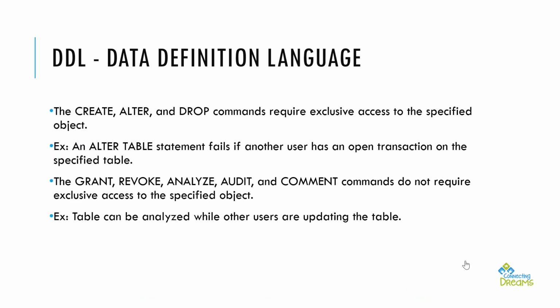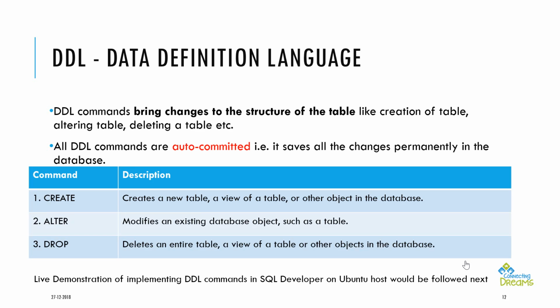The create, alter, and drop commands require exclusive access to the specified object. For example, an alter table statement fails if another user has an open transaction on the specified table, whereas the grant, revoke, analyze, audit, and comment commands do not require exclusive access to the specified objects. For example, a table can be analyzed while other users are updating the table.